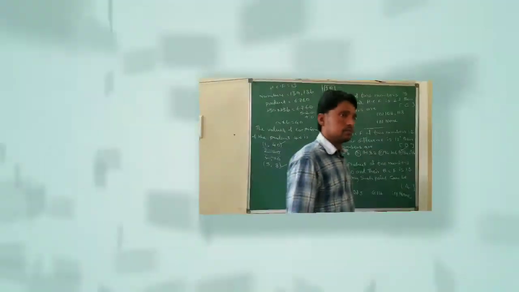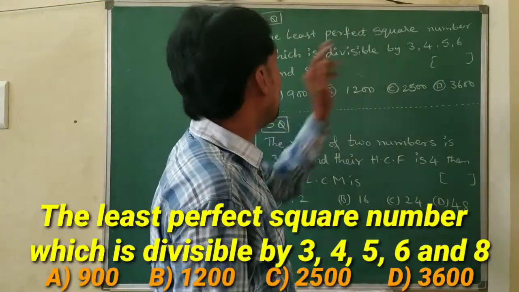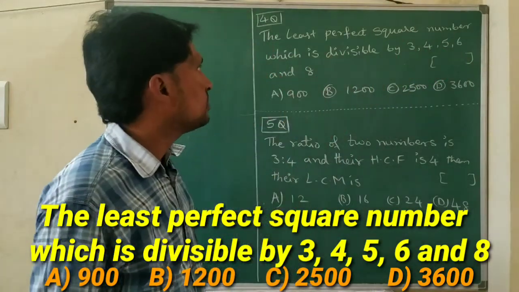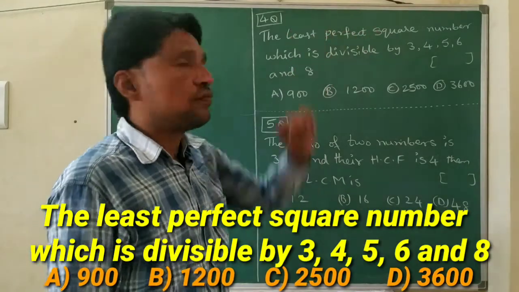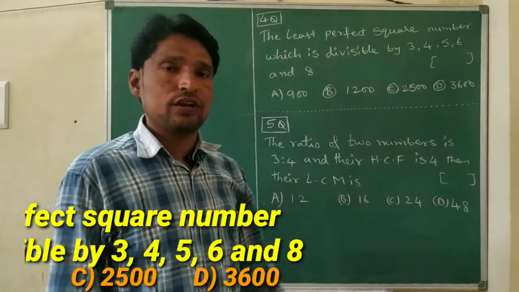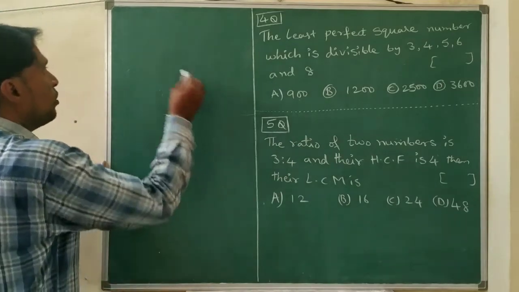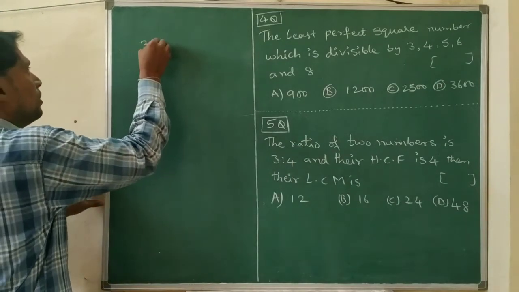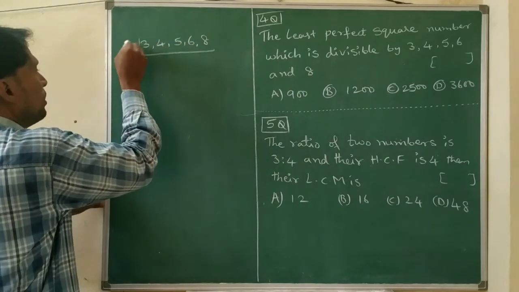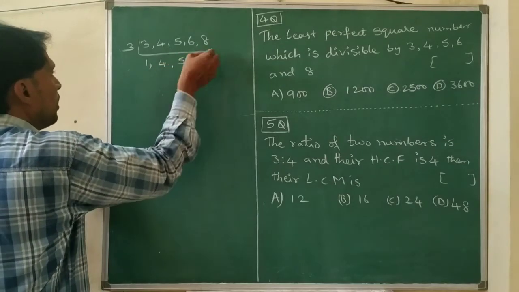Next, question number 4. The least perfect square number which is divisible by 3, 4, 5, 6 and 8. So we need to find the least perfect square number that is exactly divisible by all of these. So the LCM of 3, 4, 5, 6 and 8, I am taking the LCM. 3 ones are 3, 4 as it is, 5 as it is, 3 twos are 6, 8 as it is.